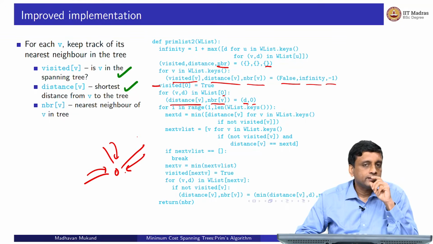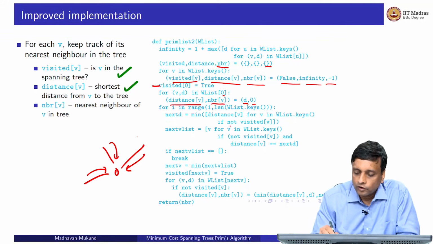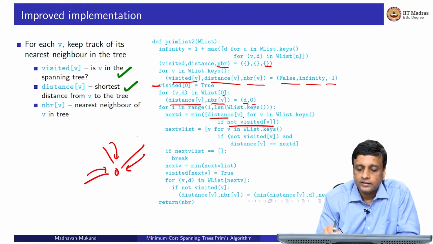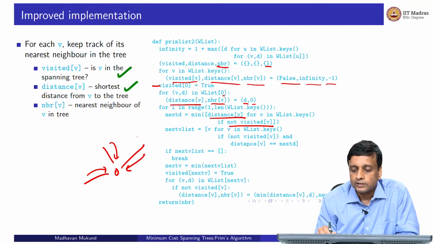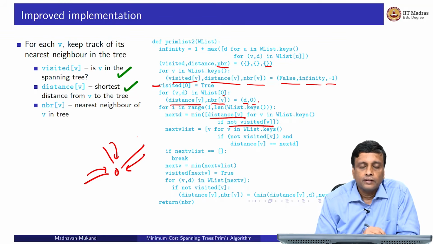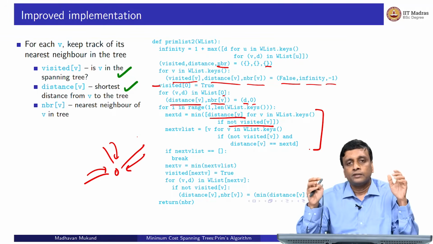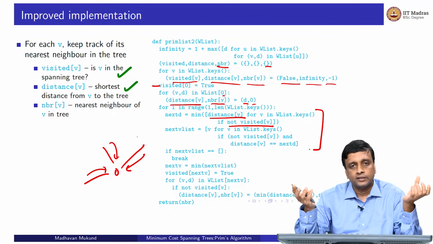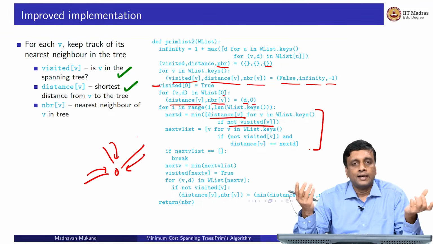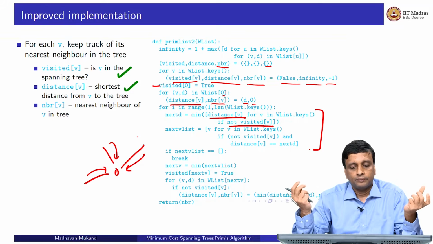I can do what we did in Dijkstra's algorithm, which is, among all the vertices which are not visited, I find the distance, and among these I find the minimum distance and then I find the vertex that corresponds. So, this is exactly the same code that was there in Dijkstra's algorithm. We first find the minimum distance among the unvisited vertices, and among those we find out which vertex actually has that distance. So, we get a candidate to add, right.